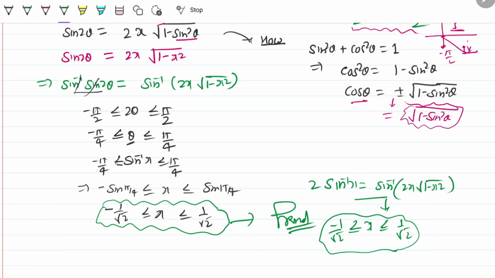Okay, most of the students don't understand this. They usually do the proof, but they don't know why in the NCERT they have always written x belongs to minus 1 by root 2 to 1 by root 2.